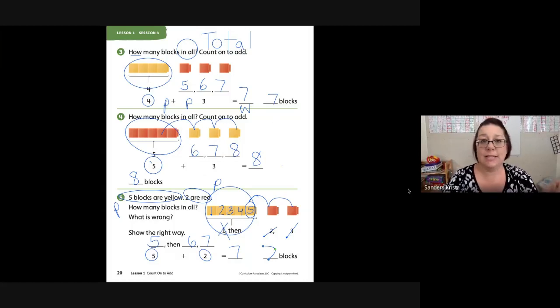Let's count by tens. 10, 20, 30, 40, 50, 60, 70, 80, 90, 100.